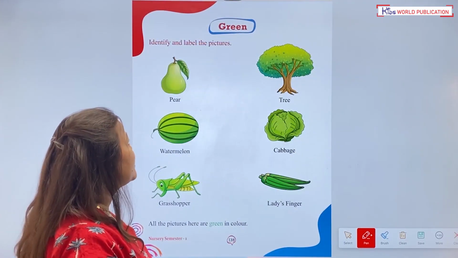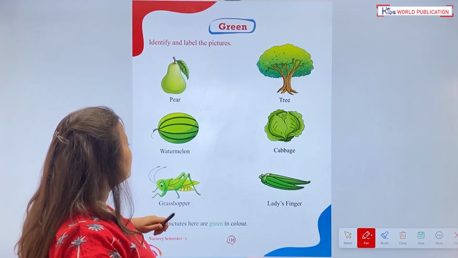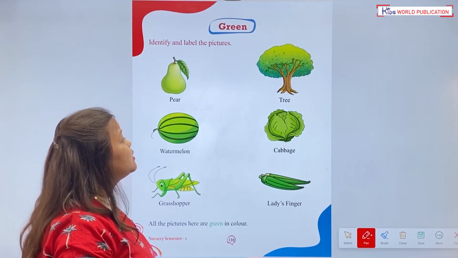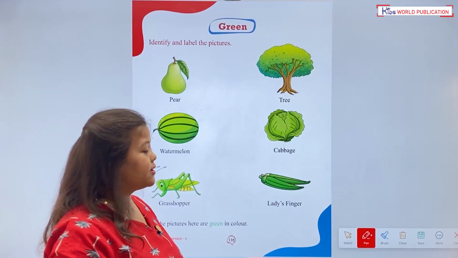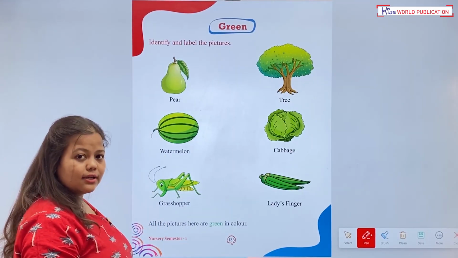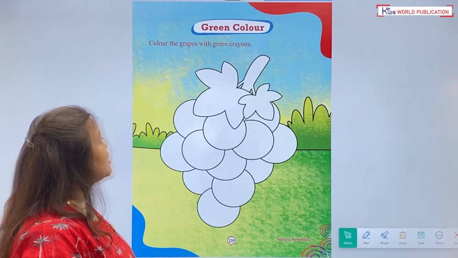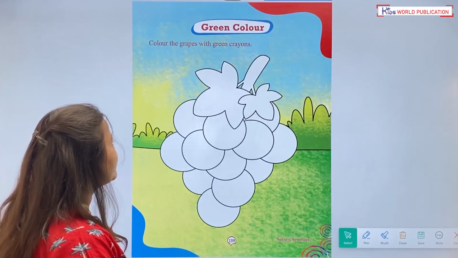Green. Identify and label the pictures. Green pear, green watermelon, green grasshopper, green tree, green cabbage, green lady's finger. All the pictures here are green in color. Green color. Color the grapes with green crayon. So kids, you will color the given grapes with green crayon.